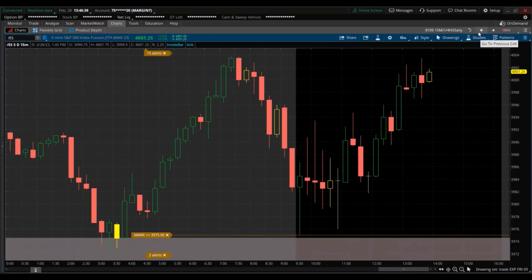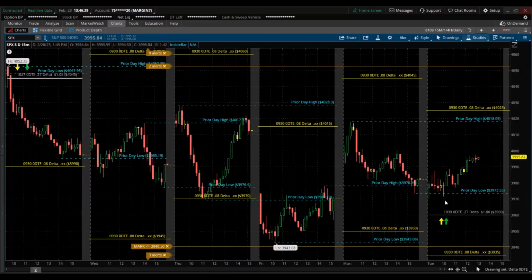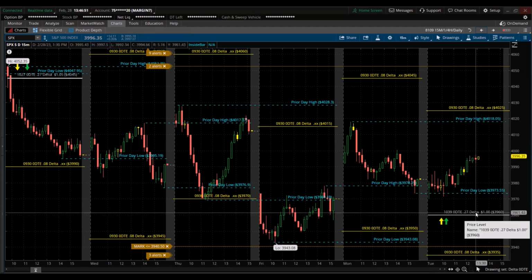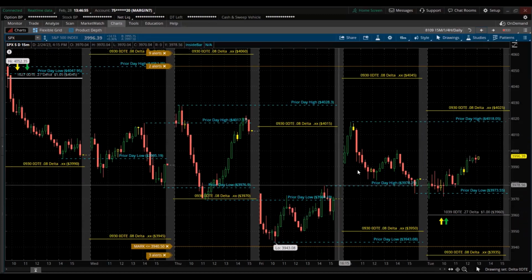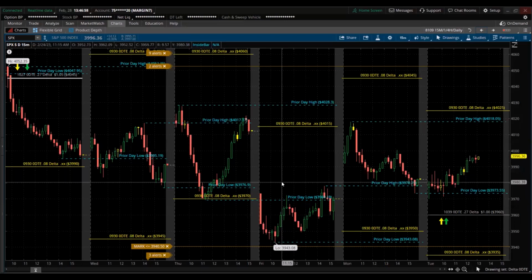Let me show you on the option. The underlying I did was the SPX. Got in at 10:39, and the delta was the 27 delta. I collected $1 premium per each spread. And I closed them at $65, so I made $35 per spread. These are 15-minute candles on the SPX.